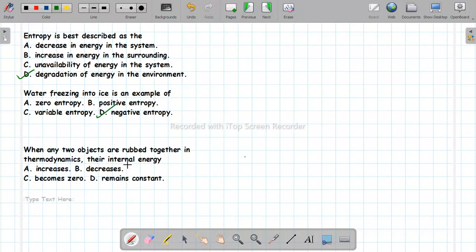When any two objects are rubbed together in thermodynamics, their internal energy is, rubbing the objects together increases the temperature of object, right? And we've discussed that in thermodynamics, temperature is the measure of average kinetic energy.